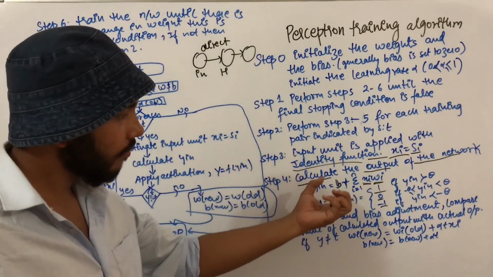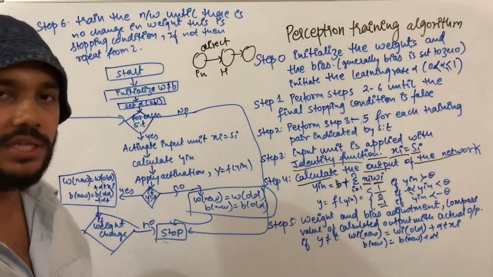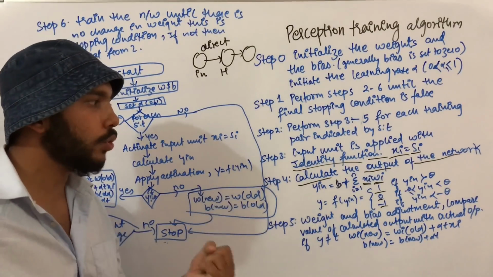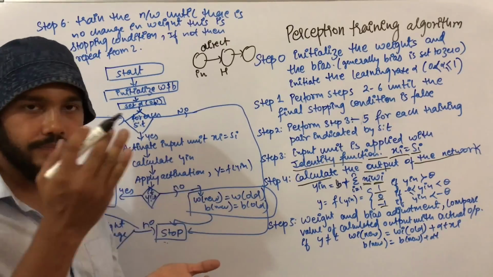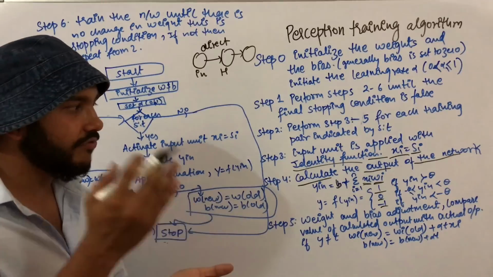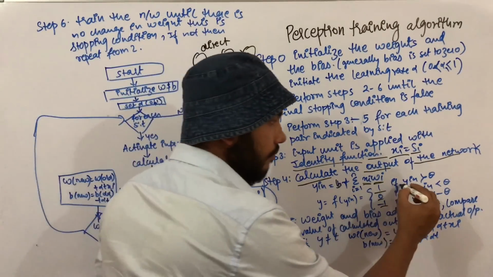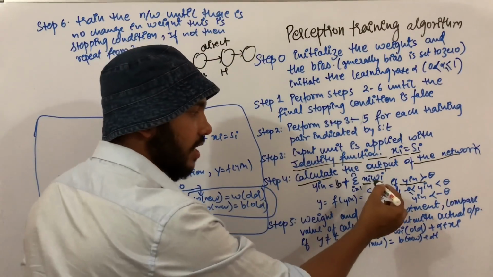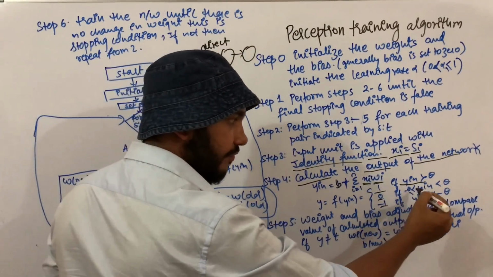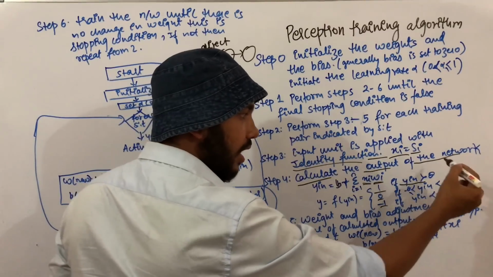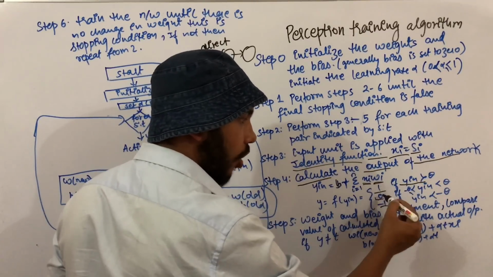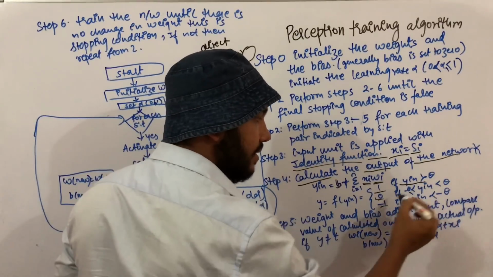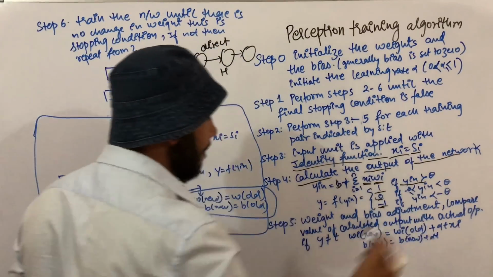The activation function will compare the yin value with the threshold value. We set some threshold value for our network with which we compare. If yin is greater than the threshold value theta, then 1 will be the output. If yin lies between minus theta and theta, then 0 will be the output, and if yin is less than minus theta, then minus 1 will be the output.